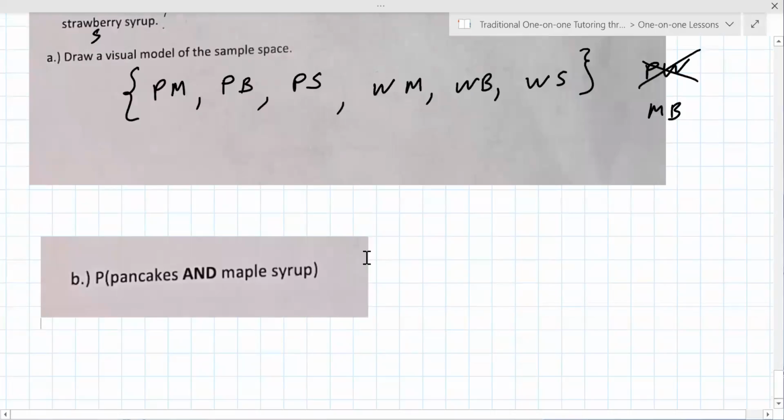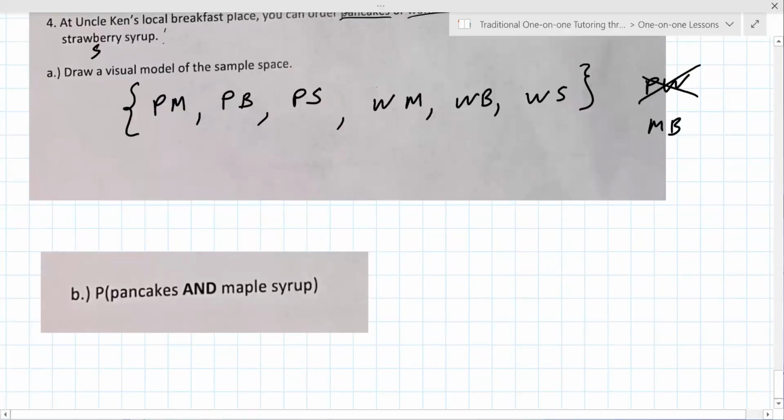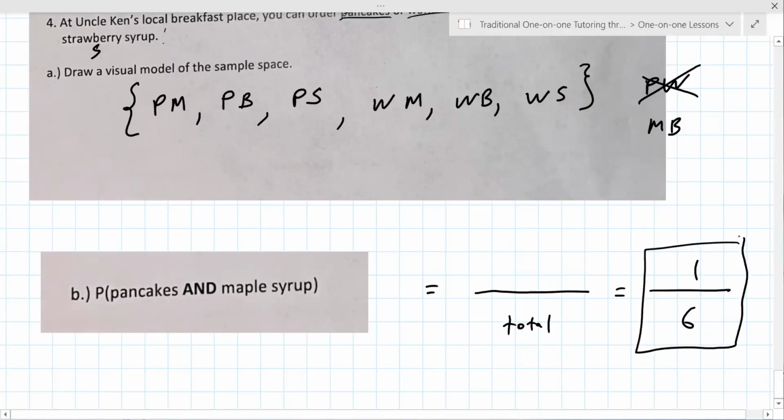Okay, so part B is the probability of pancakes and maple syrup. We want the total. The total is 6 options. And then how many options are pancakes and maple syrup? It means they have to both be true. Well, PM, that's 1. Is there any others that are pancakes and maple syrup? Just having maple syrup is not okay. No. So just the 1. And that's okay. That's just what it happens to be.